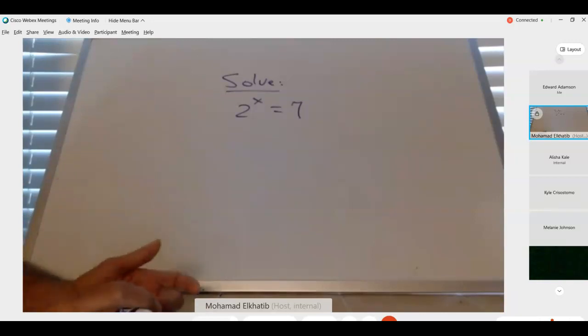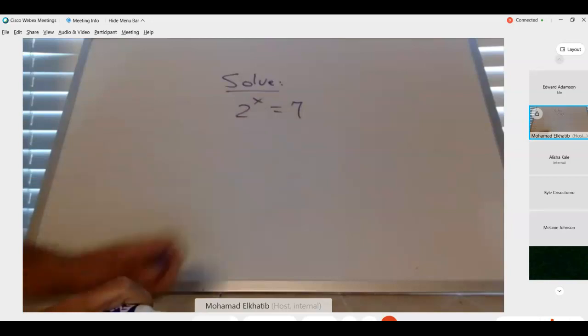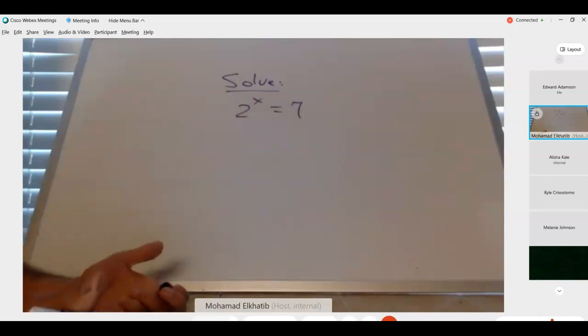Let's say x is 2. 2 squared is 4, not 7. Let's say x is 3. 2 to the 3 is 8. It's not 7. So there's no way in the world you can get the answer. So you know what the answer is between 2 and 3, since I cannot write 7 as 2 to the power.